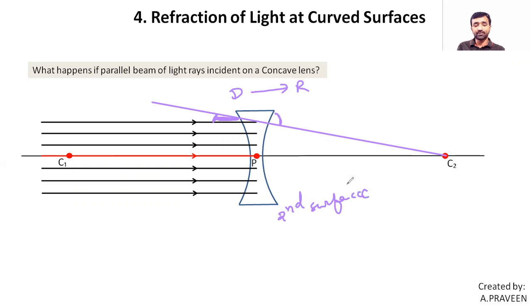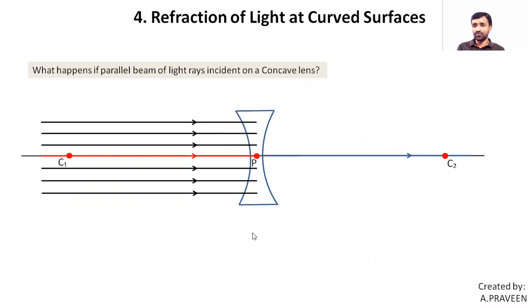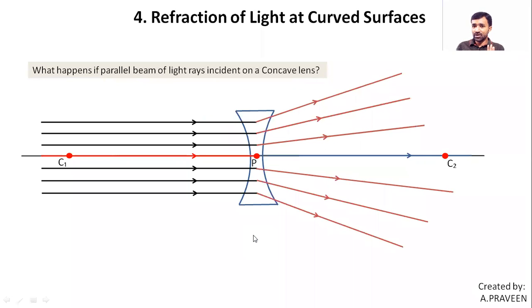So using the same logic here, what happens? That light ray bends in which direction? Away from the normal or towards the normal? Away from the normal. So like this, the refracted light ray behaves after refraction. So let us see here what happens if that parallel beam of light rays is incident on the concave surface. Here, the ray which is along the principal axis remains undeviated. Okay, then see here how they are after refraction.